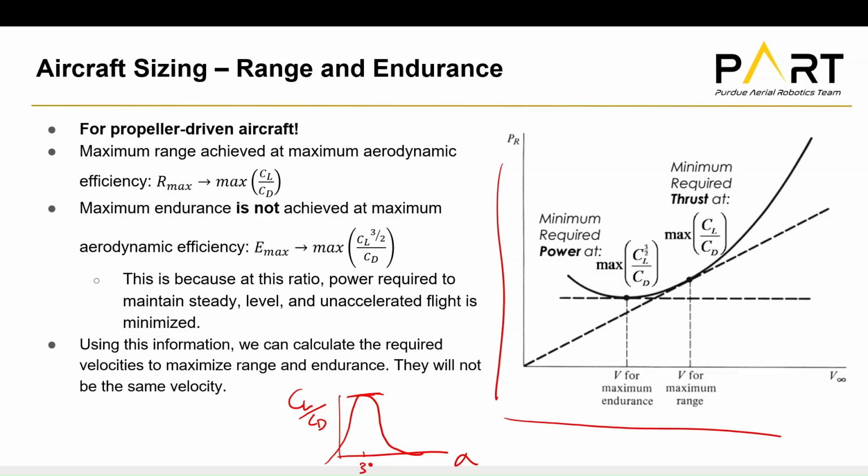So you can use this information to calculate the required velocities to maximize both your range and your endurance, which you can kind of see here. You can keep those in mind for your design. Maybe you want to cruise at your maximum range speed based on the mission profile, and maybe for your loiter speed, you want maximum endurance. So you can define two different speeds there.